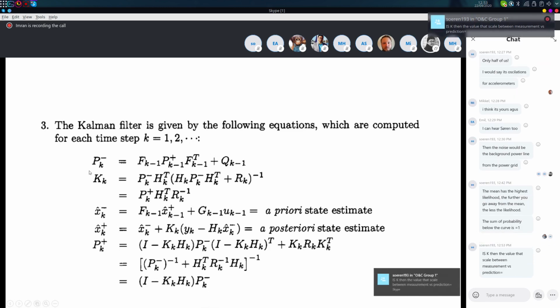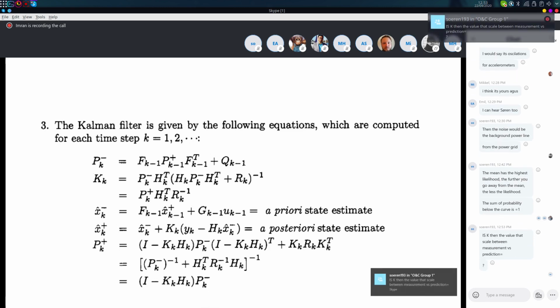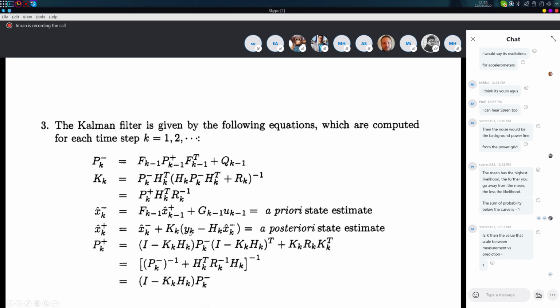So K is actually the value that scales your measurement and your data. K will try to minimize this quantity between your data, this data input, and your model, this term. The priori is obtained only from the model.